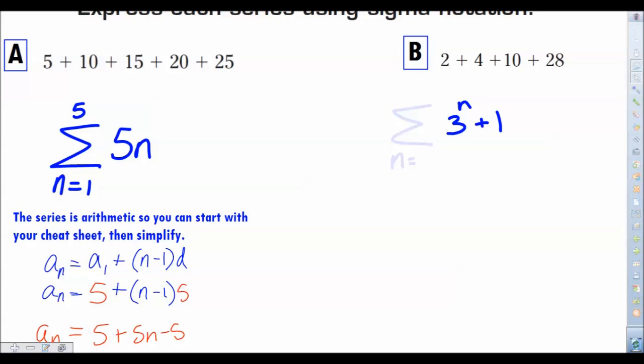If we take 3, raise it to a power, and then add 1 to it, we can end up with those. However, adding 1 to it is contingent on us starting with our n values being 0. And if we have that being 0, we have to go 0, 1, 2, 3. So notice we finish off this series by saying that we're going from 0 to 3.